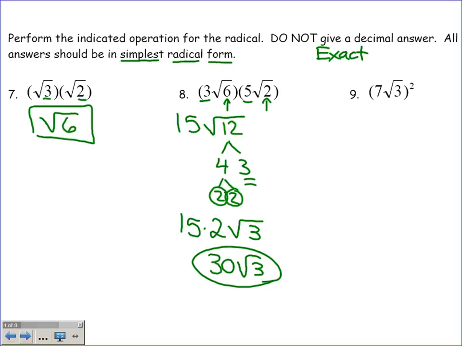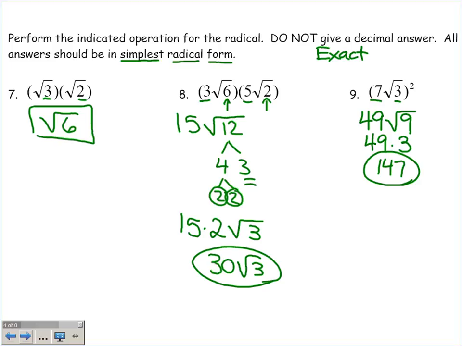For number 9, if we're squaring this, what we do is we square the number on the outside, and we square the number on the inside. So 7 squared is 49, and the square root of 3, the 3 squared is 9. We each know that the square root of 9 is 3, so we really have 49 times 3. 49 times 3 is 147.